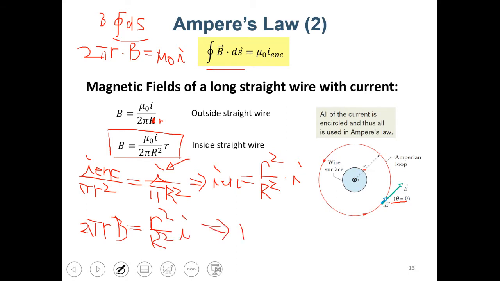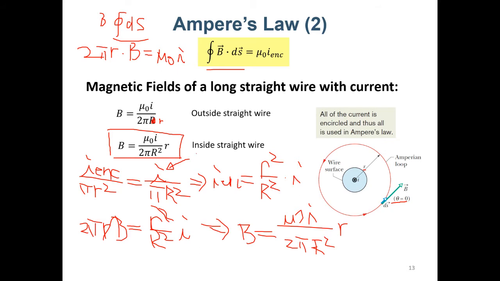So for the inside part, we have B equals mu 0 I r over 2 pi R squared. R and r can be cancelled. So inside the straight wire, we have capital R squared at the denominator and small r at the numerator, rather than this one, where we have 2 pi small r at the denominator. Any questions?